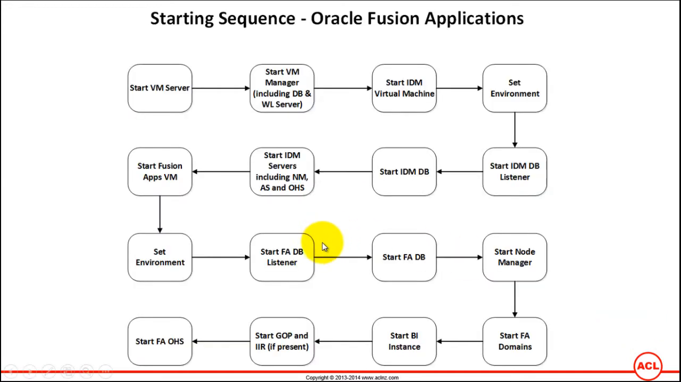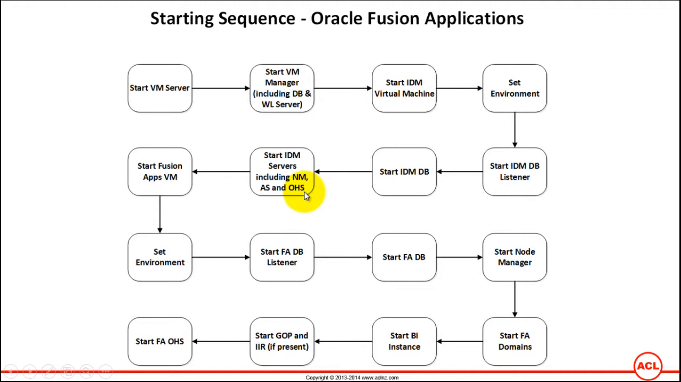So in terms of the sequence of the steps, we have completed the starting of VM server, VM manager, the IDM machine. We set up the environment, we started the database listener, database, and we started all the IDM servers, including node manager, admin server, and Oracle HTTP server.